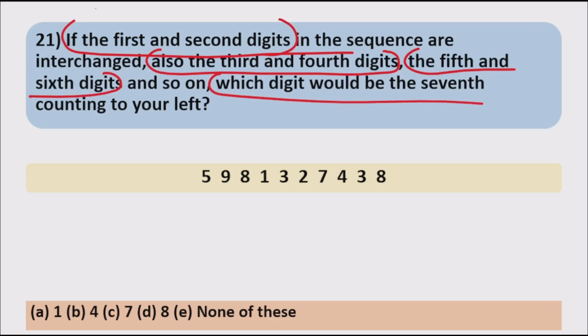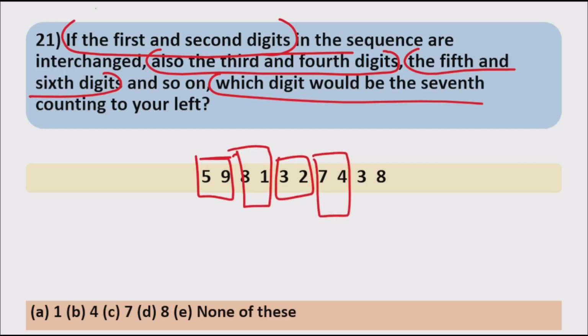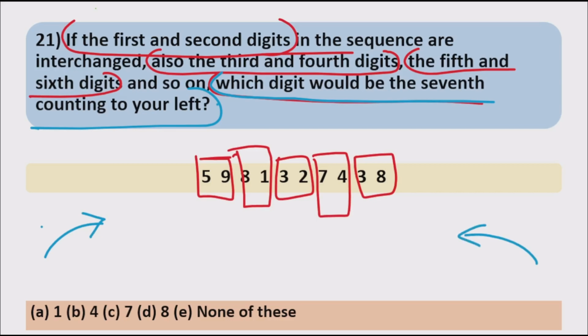Okay, so basically these two will be interchanged, these two will be interchanged, these two, so each pair is interchanged. Now our question is, which digit would be the seventh counting to your left? Now "to your left" is a bit confusing. If it is from left, you start counting from left. If you say from right, you start counting from right. Now again, "to your left" means from your right.